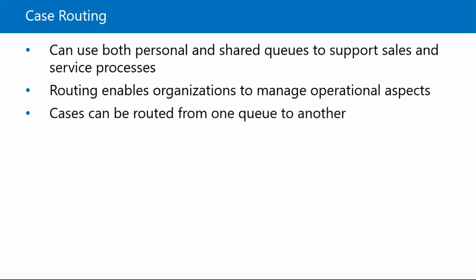It's also important to note that the process of routing a record from one queue to another can be done. You don't have to remove it first and then route it elsewhere. They can actually be rerouted while they're currently within an existing queue.